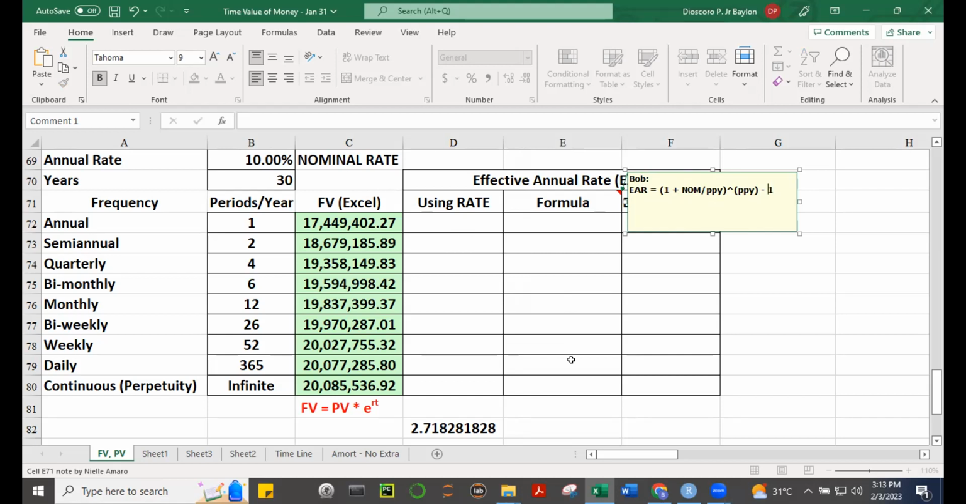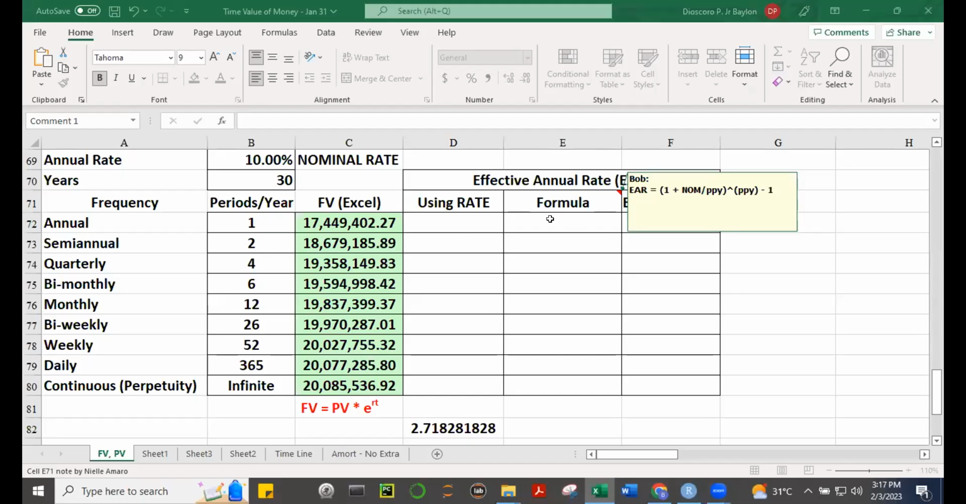Of course, we will not be able to compute for the perpetuity since here you're asked for the periods per year. And for continuous compounding, there are no periods per year. So just leave this blank first and let's see. Okay, let me once again pause.